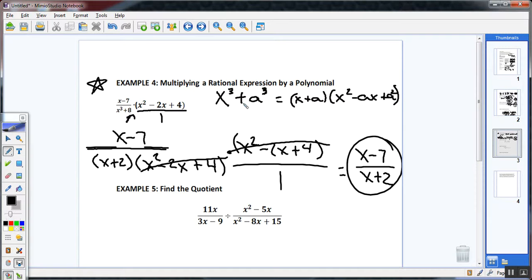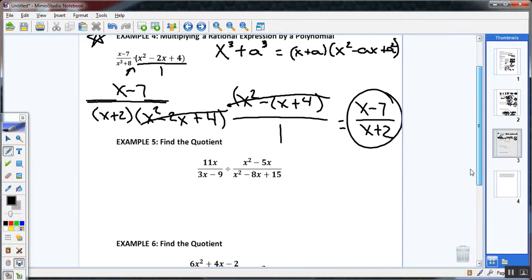Now kids, if this was a minus sign right here, what would you do with all these signs? Flip. In other words, if this was like x cubed minus 8, then what would you do with all the signs here? You would just change them, right? Okay.